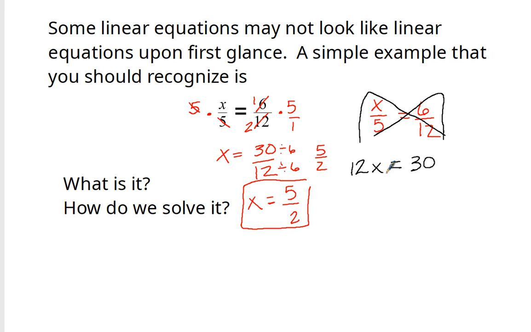And now how do we get our x by itself? Divide both sides by 12. So x equals, and it's the same thing. We're going to reduce it. So it's going to end up being 5 over 2. Right? Bow tie is super fun. I love it. All right, next problem.